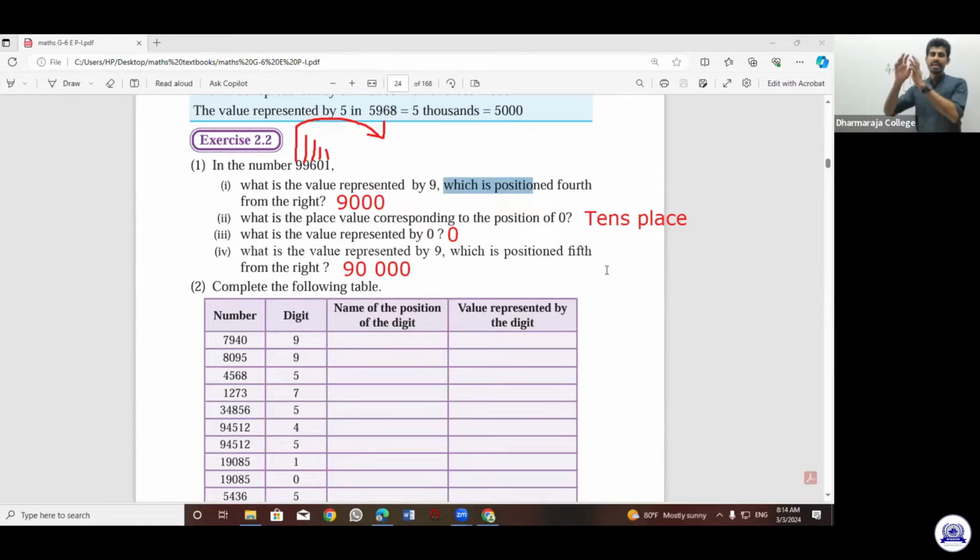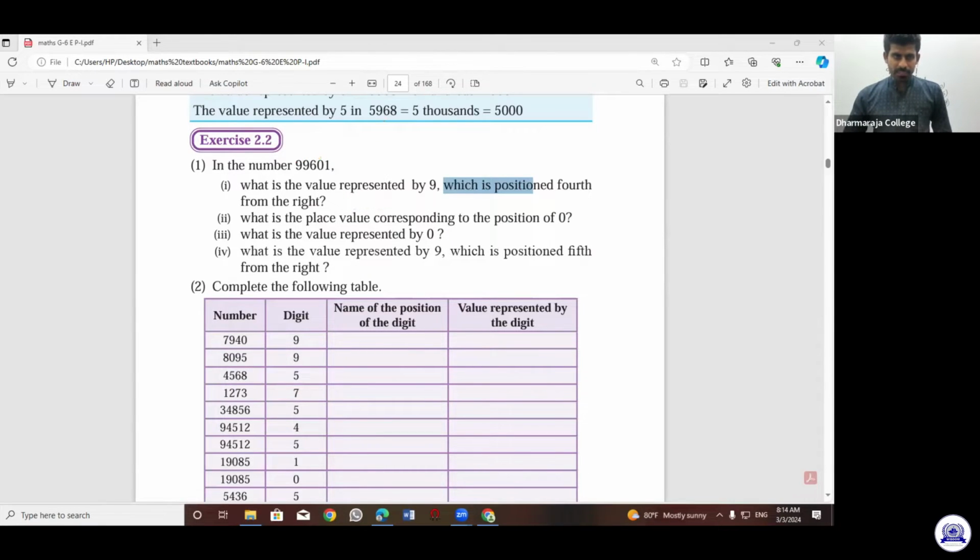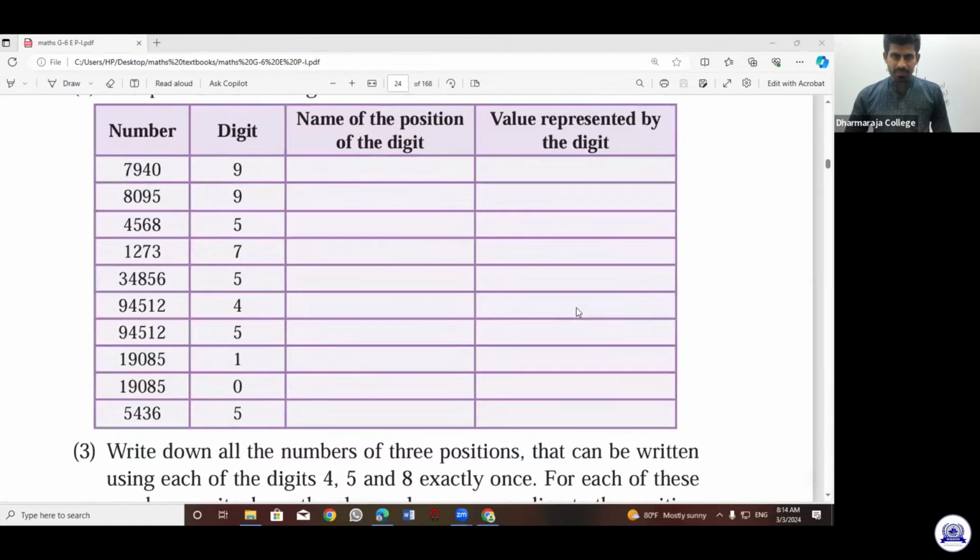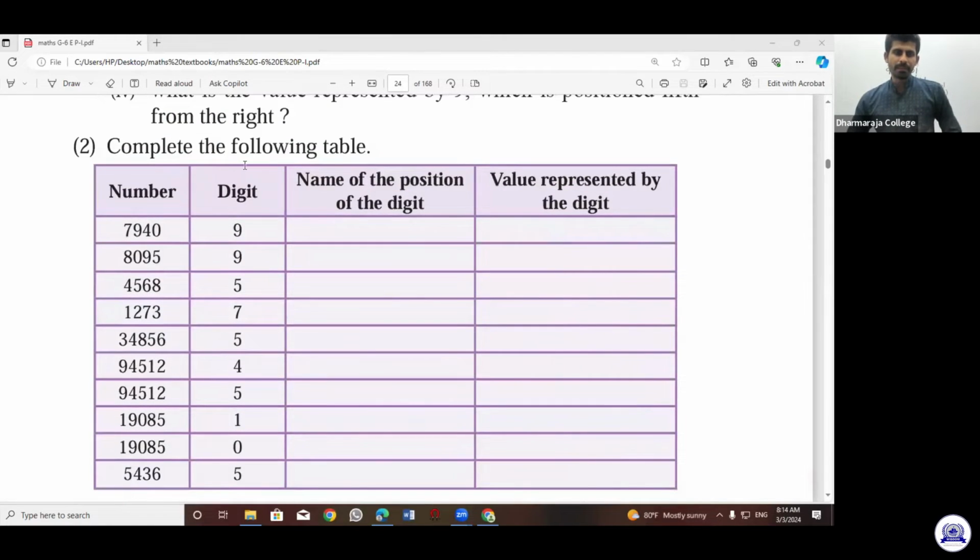Right. I'm quickly moving to the next example. Can you see the second example? Complete the following table. Shall we do this one quickly? Wait, I'm just going to solve this one. Very good. Complete the following table. I will give you some examples, then you can do the next one by yourself.